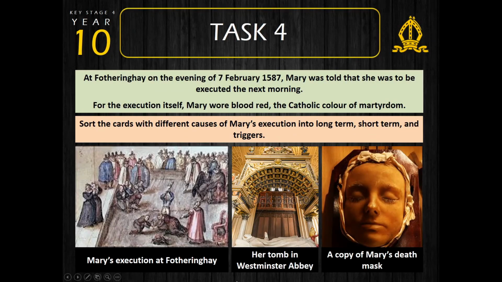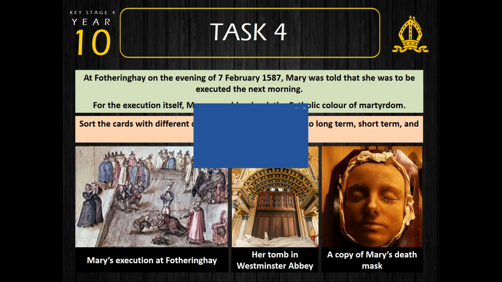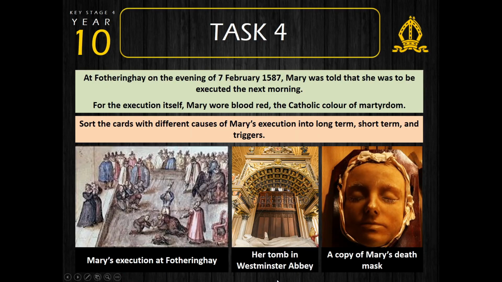Now, what you have got is this Word document here, which you need to use to sort the causes of Mary's execution into different types of cause. So which of these things is the trigger? What is the thing that causes it to happen then and there? What's a short-term cause, something that happened shortly before? And what is a long-term cause that has been in the background the whole time? Okay, so you've got 3 colours. Sort these into those 3 categories, please.